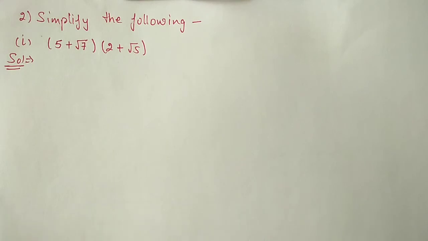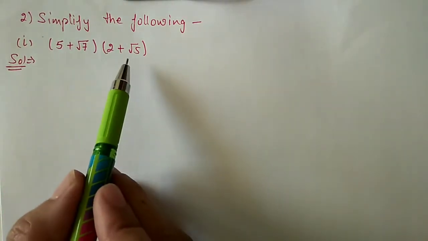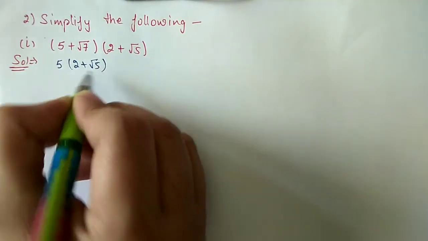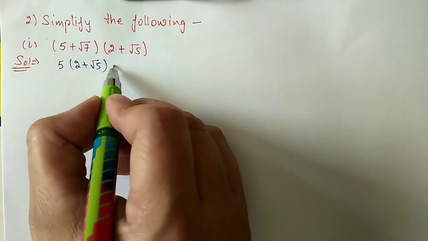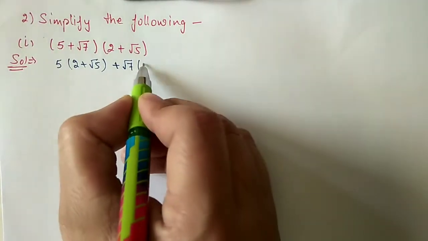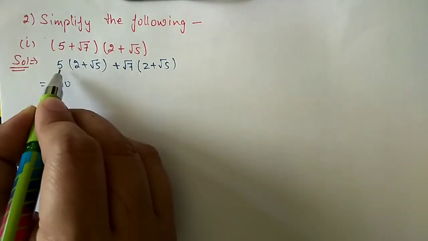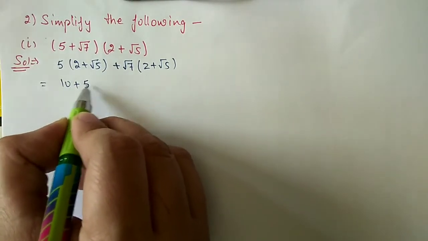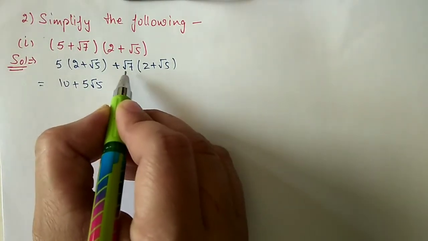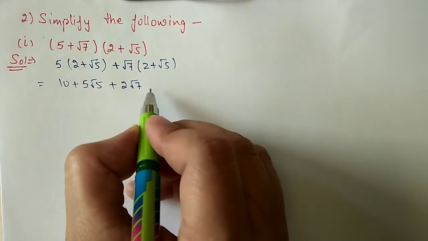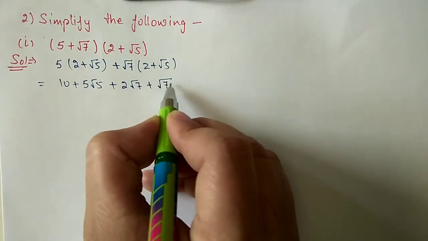Next we have question number 2. Simplify the following. First part, 5 root 7 multiplied by 2 root 5. So first we will multiply the first term with the second bracket: 5 into 2 plus root 5, and then the second term, plus root 7, with the second bracket. Now 5 into 2 will become 10 and 5 into root 5 will become 5 root 5. Root 7 into 2 will become 2 root 7, and root 7 into root 5 will become root 7 into 5.